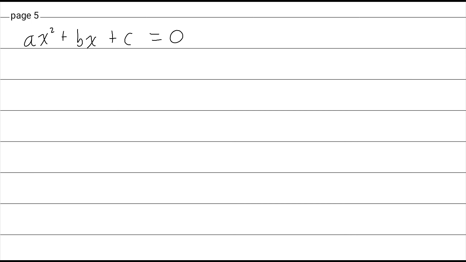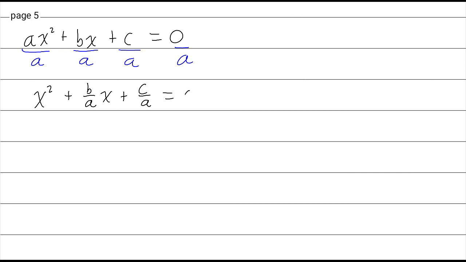I can't factor it because I don't know what these numbers are, but at least I know the procedure for completing the square. Remember, we did say that the number in front of x squared had to be a 1, and the constant had to be on the other side of the equal sign. So those are two things I need to take care of up front. So to turn this into a 1, I will divide everything by a. That gives me 1x squared plus b over a x plus c over a equals 0.